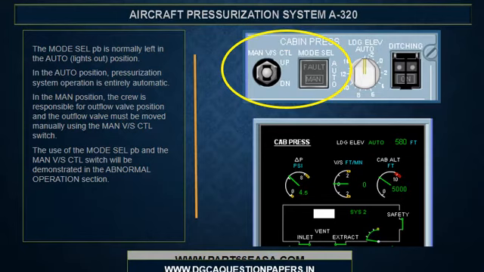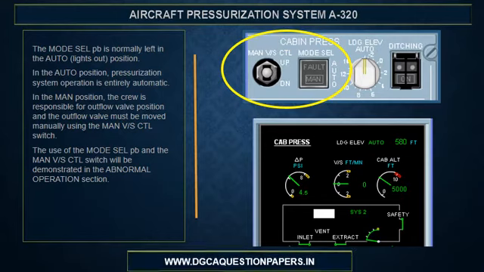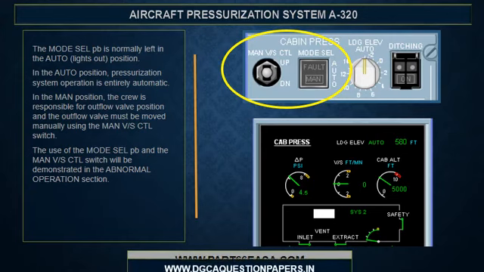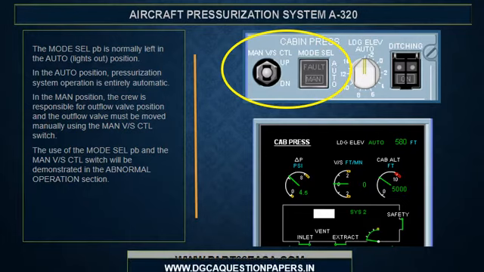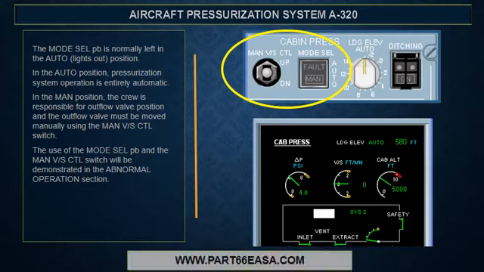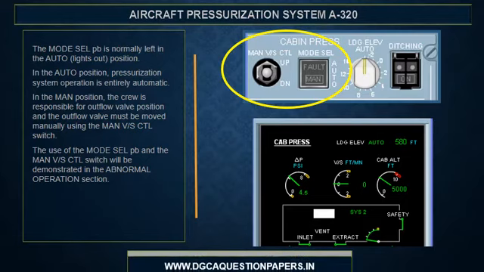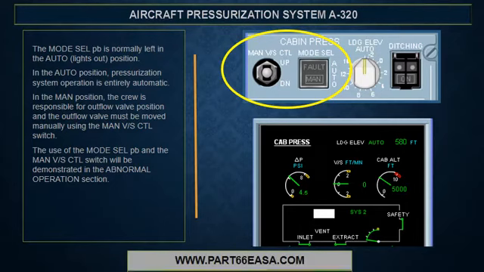The mode select push button is normally left in the auto, lights out position. In the auto position, pressurization system operation is entirely automatic. In the manual position, the crew is responsible for outflow valve position, and the outflow valve must be moved manually using the manual vertical speed control switch. The use of the mode select push button and the manual vertical speed control switch will be demonstrated in the abnormal operation section.